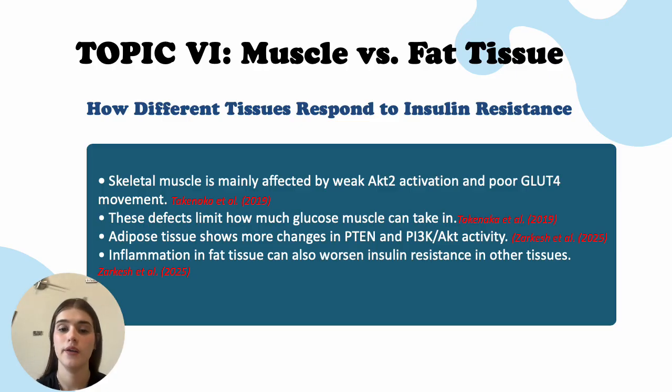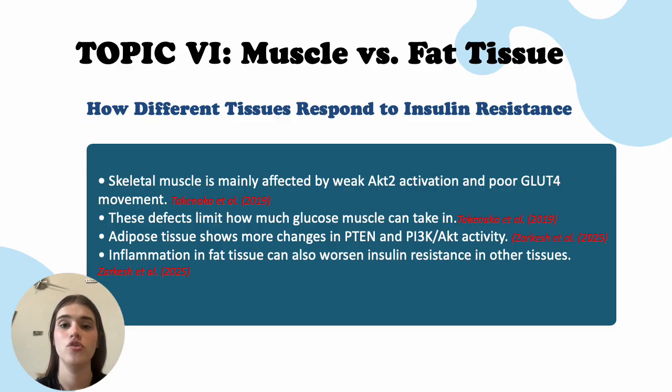For our topic number 6, I want to talk about how insulin resistance is not going to hit every tissue the same way. For example, in muscle, the main problem is weaker AKT2 activation and slower GLUT4 movement. Muscle is where most of our glucose goes after we eat, so even a small change makes a big difference.